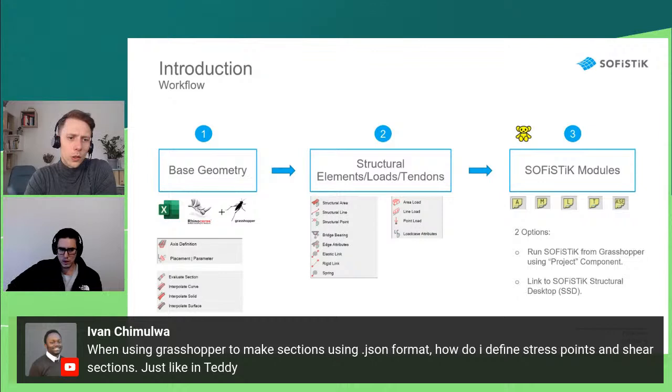If you check out our online documentation, there you will find a segment about stress points and shear cuts. Okay, so it's the answer for Ivan's question. So it's possible to make this JSON file with Grasshopper? Yes, great. Definitely. Okay. All right, so moving on.